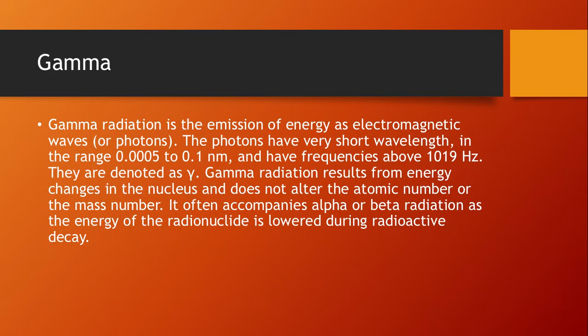Here we have gamma radiation. Gamma radiation is the emission of energy as electromagnetic waves or photons. They have a very short wavelength, and they have high frequencies above 1000 hertz. They are denoted by the Greek letter gamma. Gamma radiation results from energy changes in the nucleus and does not alter the atomic number or the mass. It often accompanies alpha or beta radiation, as the energy of the radionuclide is lower during radioactive decay.